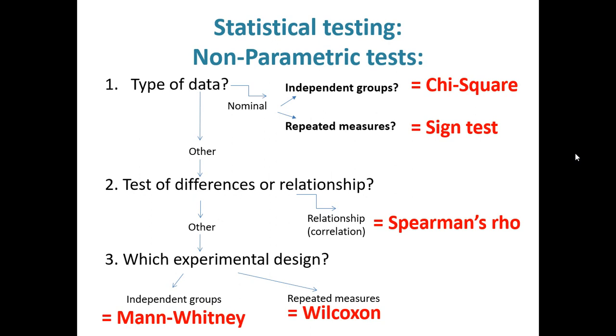So those are both tests of difference. They're both on nominal data. Chi-squared is for independent groups. Sign test is for repeated measures. If you have ordinal data and it's a correlation you're looking for, you use a Spearman's test. If you have ordinal data and independent measures design, independent groups, it's Mann-Whitney. If you have ordinal data and repeated measures, it's Wilcoxon. And those two tests are used for a test of difference.